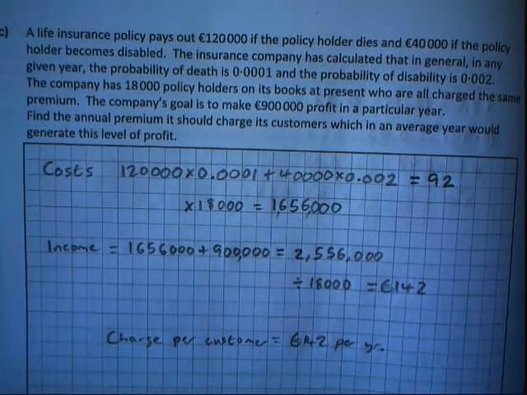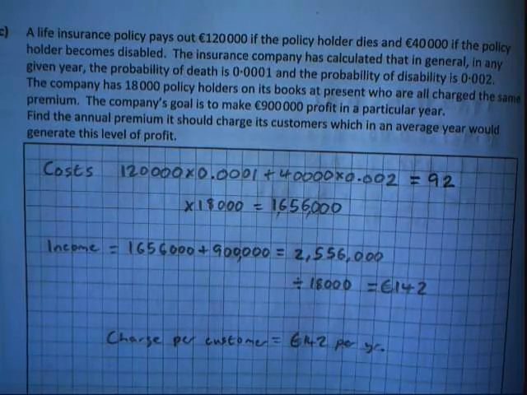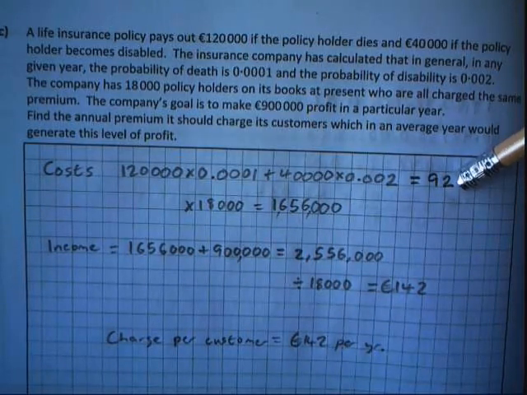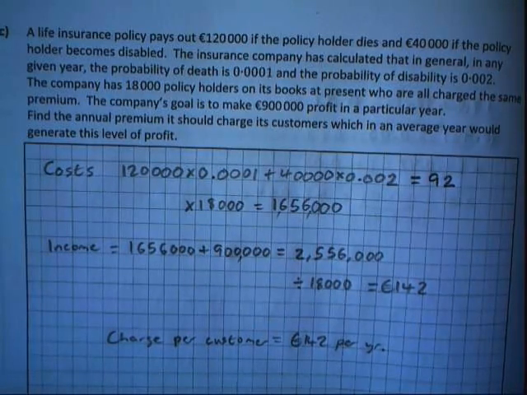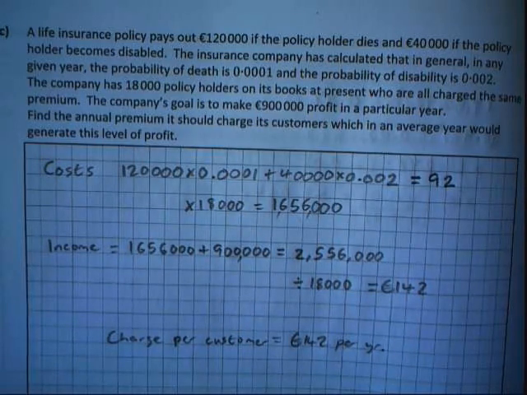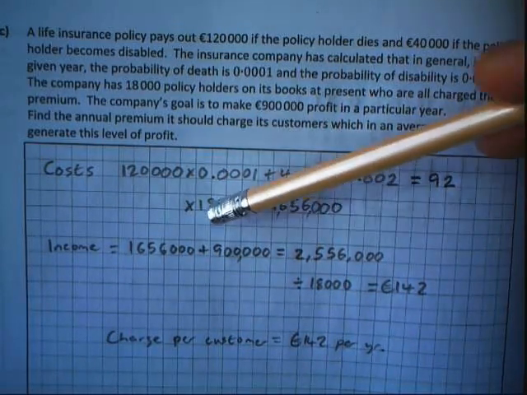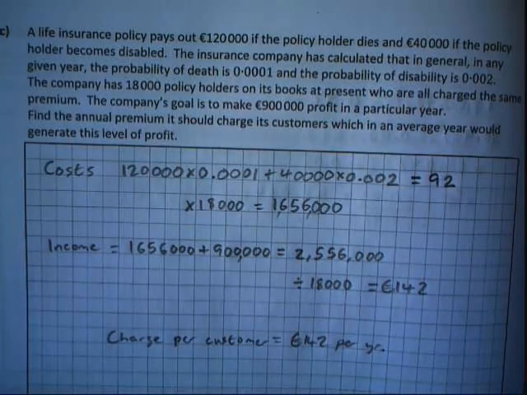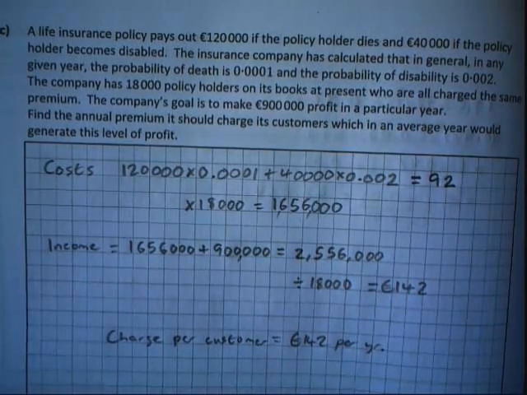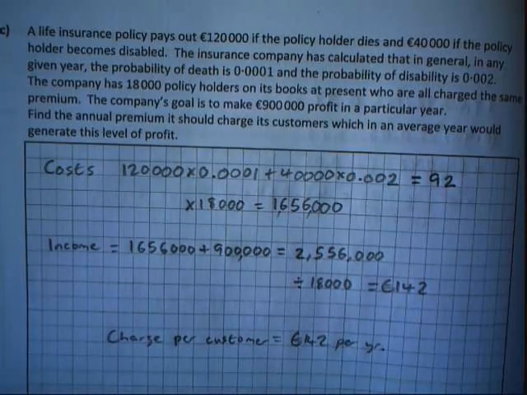So basically every customer that the insurance company has is going to cost them 92 euros, and they need to make a profit on that. So they're going to have to charge them more than 92 to make the profit. Now, there's 18,000 customers, so what's the cost to the company? It's 18,000 lots of 92, so 1.6 million. So that's how much the company is going to have to pay out for deaths and disability.